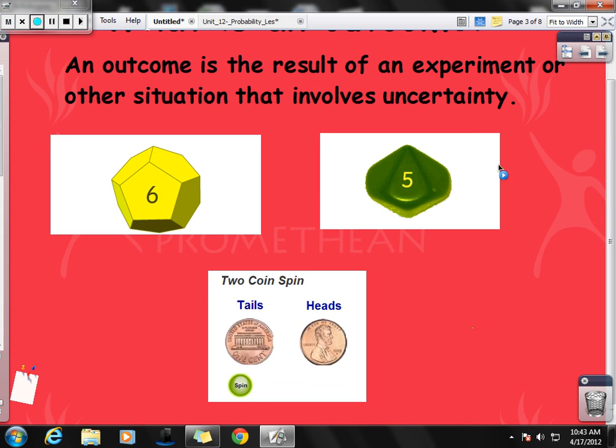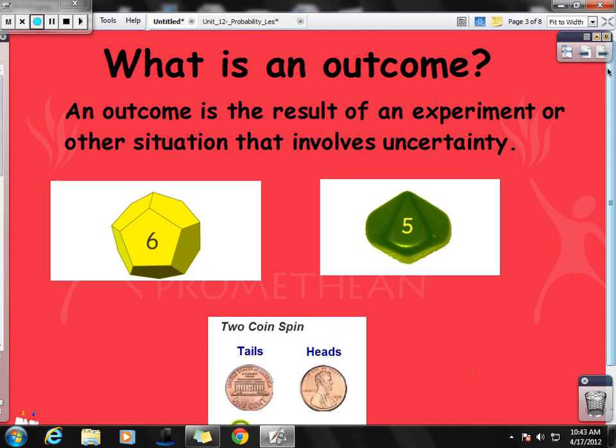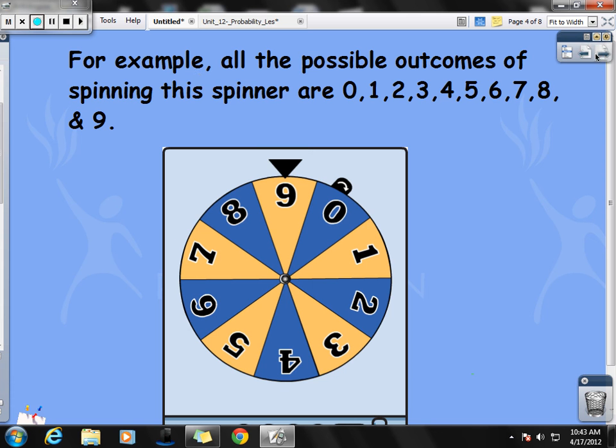Alright, so understanding what an outcome is is the start of this lesson on probability. So, for example, all the possible outcomes that this particular spinner can be are 0, 1, 2, 3, 4, 5, 6, 7, 8, 9. It's just each one of those outcomes.